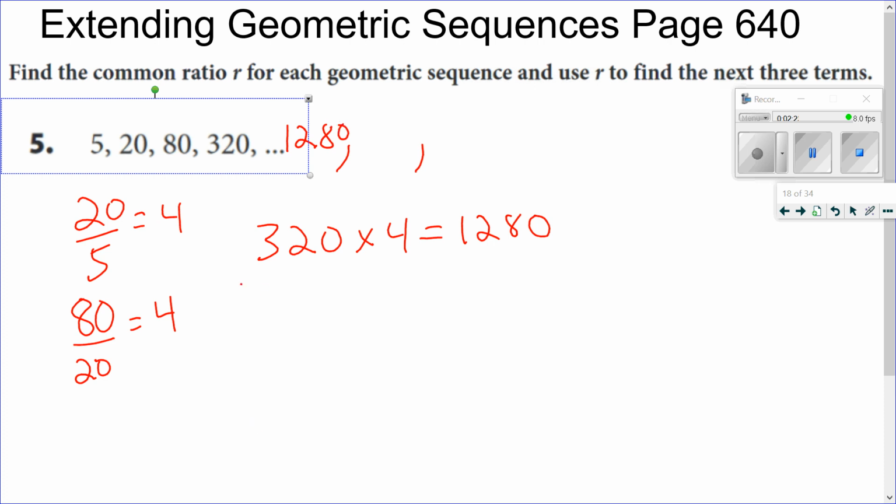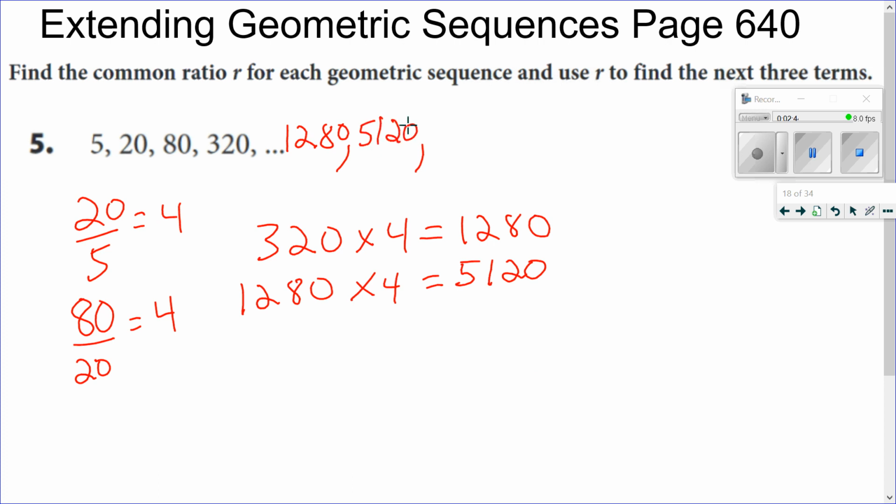All right, now I'm going to take 1,280 and multiply it by 4. And when I do that, I get 5,120. So that's the next term. All right, now for my last of my next three terms, I'm going to take the 5,120 and multiply it by 4. And that's going to get me 20,480.